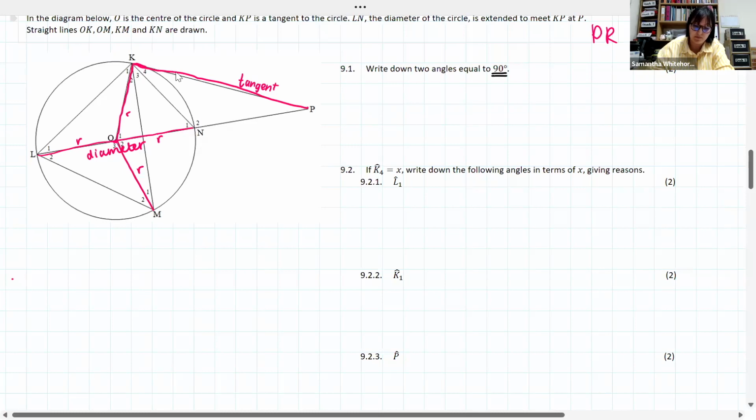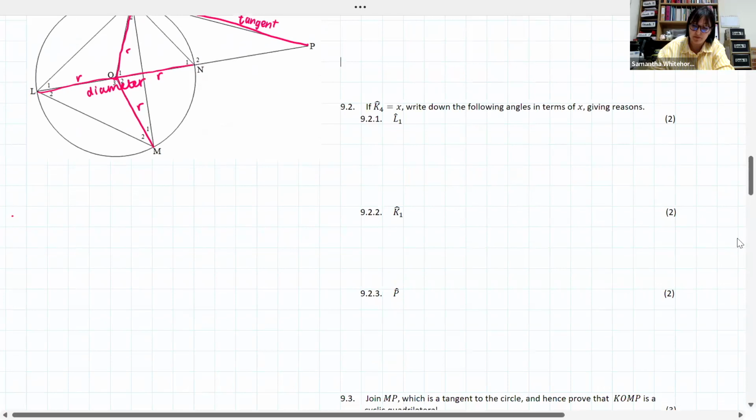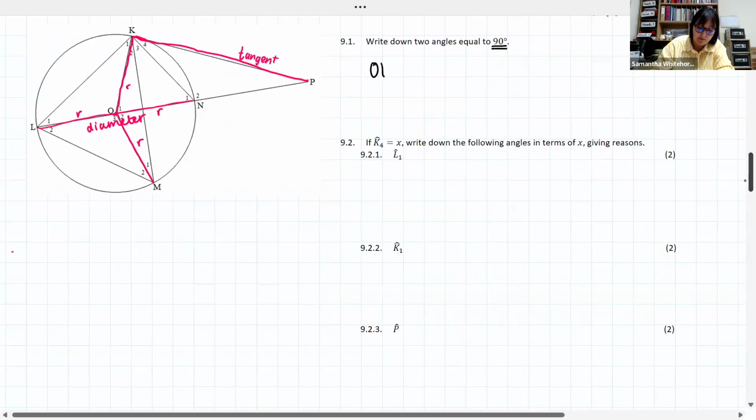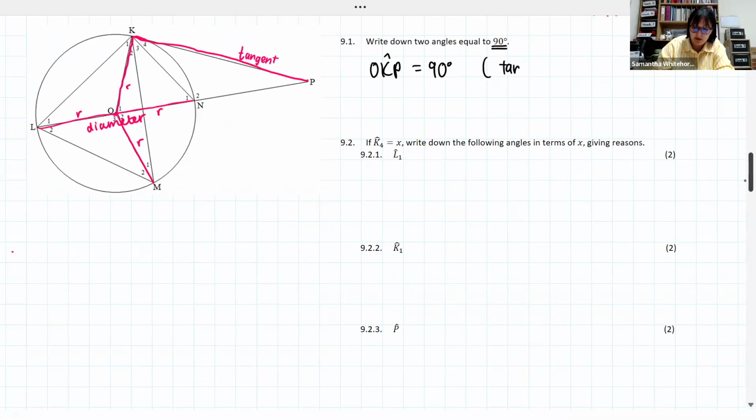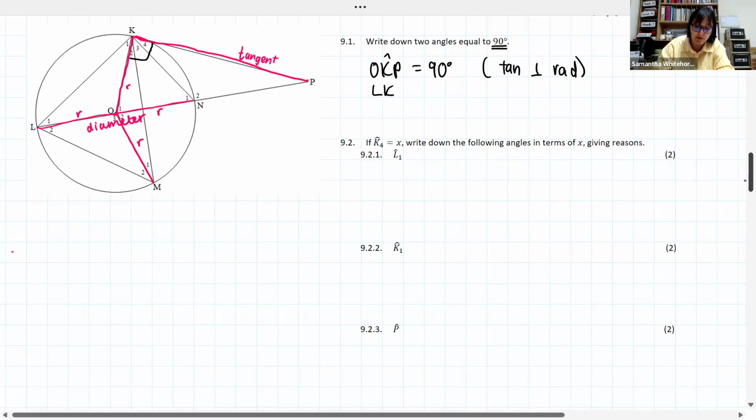Okay, let's try again. OKP is equal to 90 because of tan perp rad. I'm going to be honest, this is the one that I struggled most to see. So Emmanuel, well done for seeing it so quickly. So this angle here, so K2, 3, and 4, that is equal to 90 degrees. The other one over here is LKN. Let me just get my letters right. LKN is also equal to 90 exactly because of angles in semicircle.